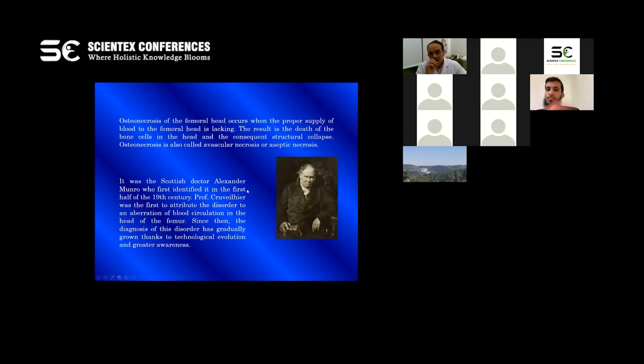Just a small history: the one who discovered it was a Scottish doctor, Alexander Murrow, who was the first to identify it in the first half of the 19th century. Then Professor Gruyère was the first to attribute the disorder to an aberration of blood circulation in the head of the femur. Since then, the diagnosis of this disorder has gradually grown thanks to technological evolution and greater awareness. Osteonecrosis can be of traumatic or atraumatic origin.